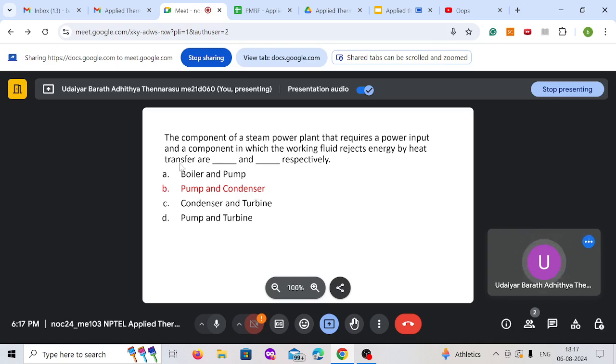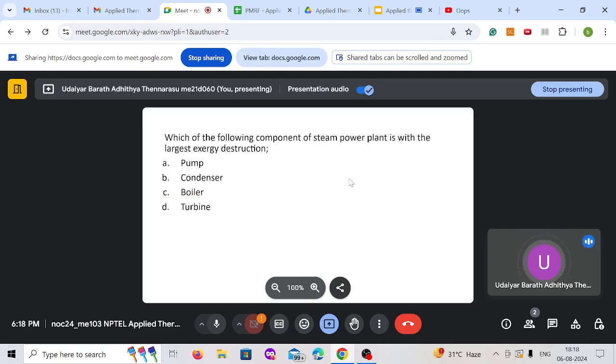So the pump is the one which requires some power to pump or compress the fluid to a higher pressure, and then the condenser is where your fluid rejects energy. So you have a saturated vapor. In an ideal case, you can condense it to a liquid state for it to be pumped. So there you have to do a heat rejection. That will have some cooling coils and so on, or a cooling tower, where you will reject the heat. The answer is option B, pump and condenser.